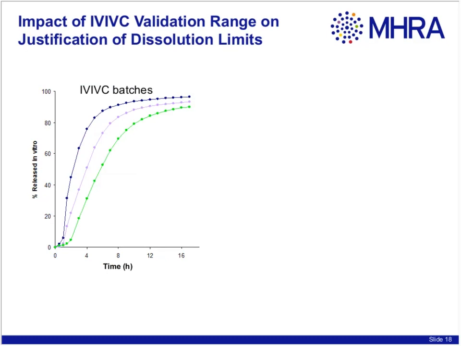The third point I will illustrate through a second example. What you see here on the left-hand side is percent released in vitro versus time. These are all in vitro, in vivo correlation study batches, so these were all studied within the same clinical study. And we have a slow, a medium, and a fast batch.